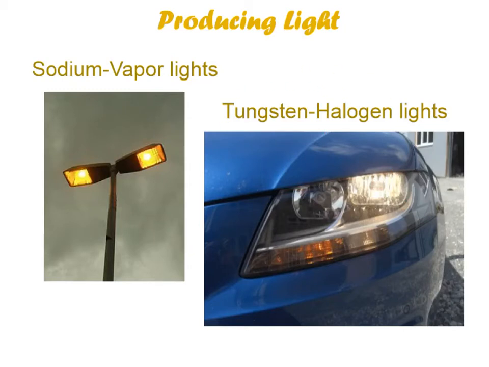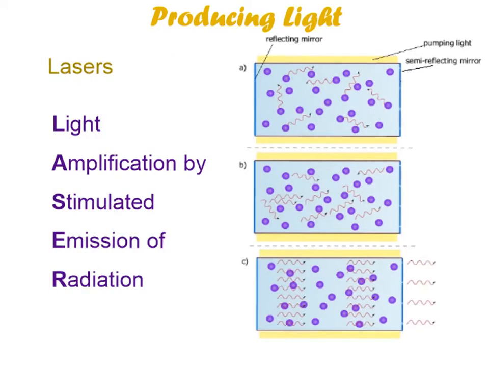Also, the interaction between the halogen, the fluorine or chlorine gas, and the tungsten metal enables this light to last much, much longer than a typical incandescent bulb. Now let's take a look at producing light in the form of lasers.